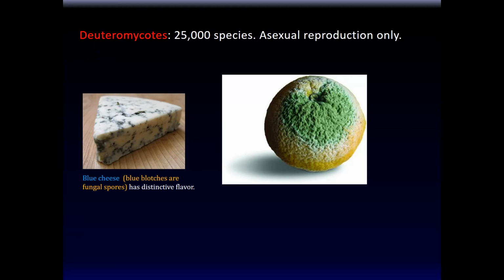Now, Deuteromycota. Again, oh my God, how many species are there? 25,000 species. They have asexual reproduction only. That's it. Some examples of these are blue cheese. You see blue cheese. The blue blotches are actually fungal spores. Yikes! You say no. It's just like having mushroom on your pizza. You know what I'm saying? It's just fungal spore, and it adds a different taste to it.